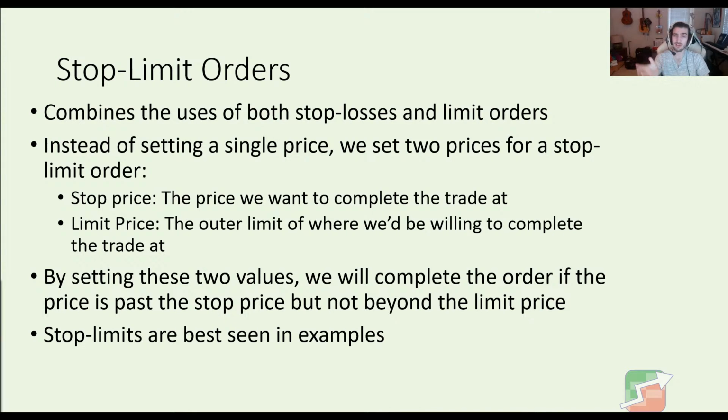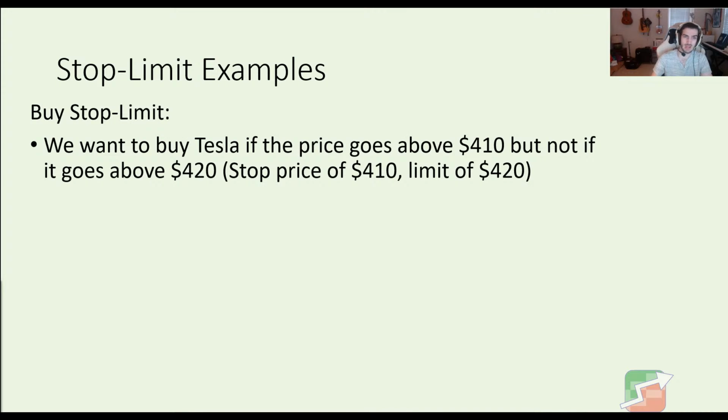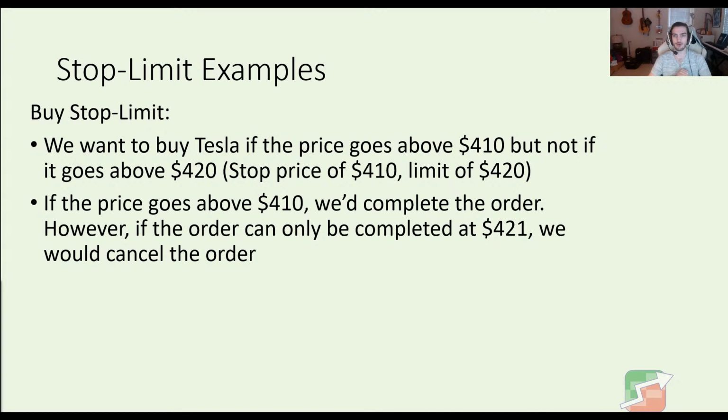But instead of just giving you a bunch of words, let's give you some numbers and examples. This is something very clearly seen in examples. So a buy stop limit. Let's use this example. We want to buy Tesla if the price goes above $410, but not if it goes above $420. So we would set our stop price at $410 and our limit price at $420. So now we have our two numbers. Stop order at 410, limit order at 420. Where if the price goes above $410, we would complete the order. So say if the price went to $415, we would buy at $415.